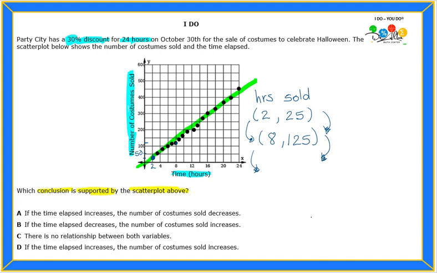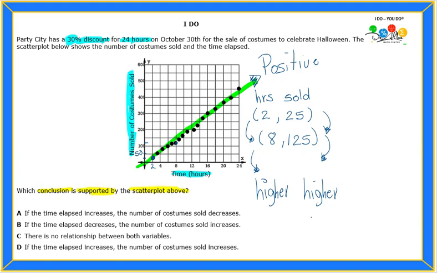Do you think that they're going to get less and less, or do you think it's going to get higher and higher? The costumes actually will get what? Higher, right? As the number of hours gets higher, the costumes that they sell will also get higher, right? Because I can see this one as a what? Positive. Very good. It's a positive association, right? Okay, so let's look at the answer choices.